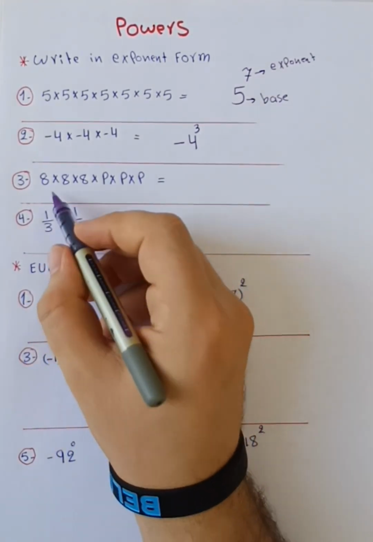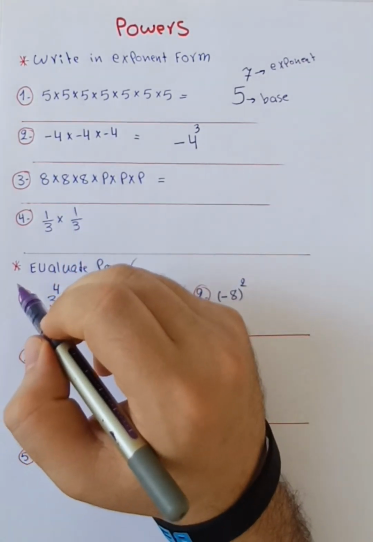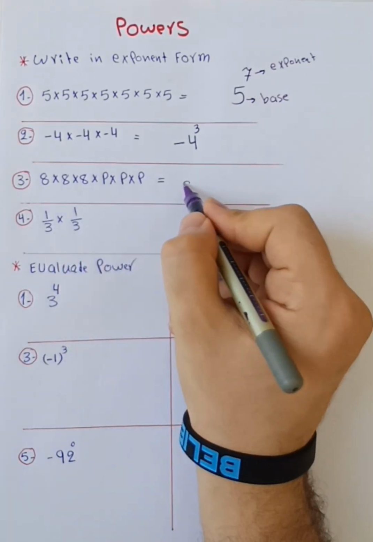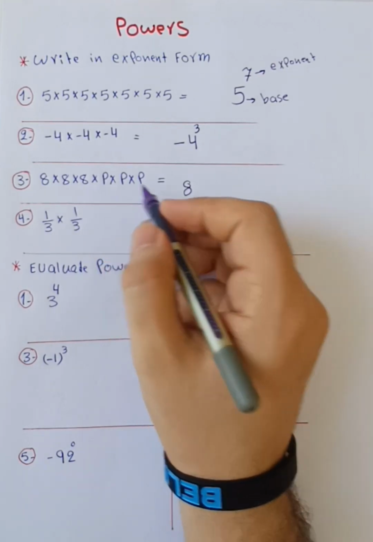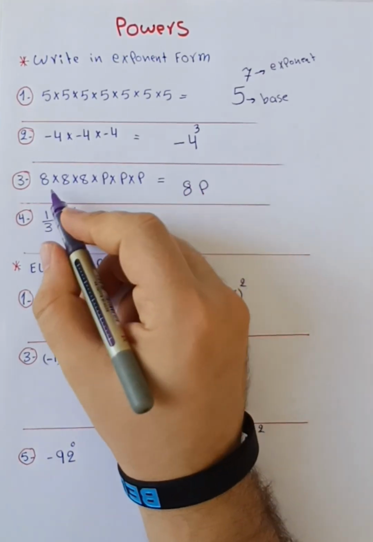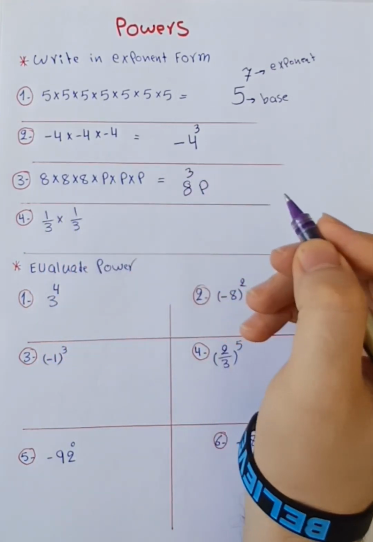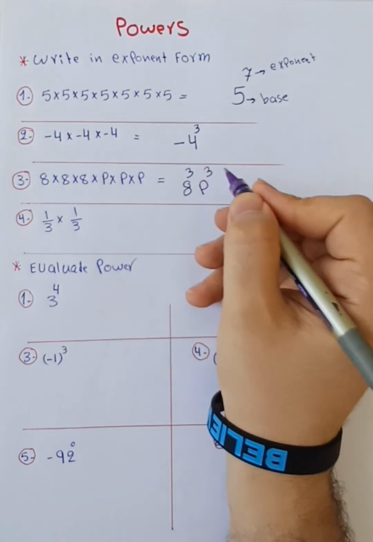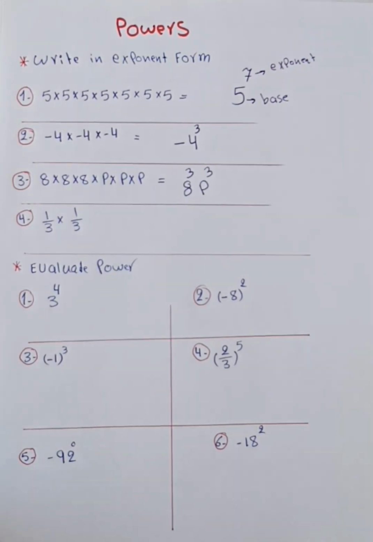Example number 3, we have 8 times 8 times 8 times p times p times p. So we have two bases. The first base for the number is 8 and the second base for the variable p. And then how many 8s we have? We have 1, 2, 3. The exponent for the number is 3 and for the variable, 1, 2, 3, the exponent is 3. So the exponent form is 3rd power of 8 multiplied by 3rd power of p.